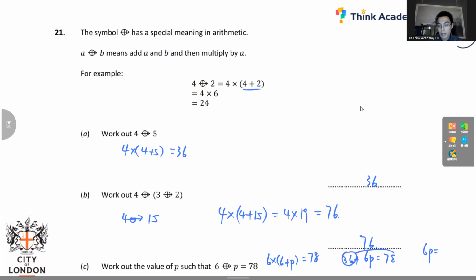Then 6P equals 78 minus 36. Move the 36 to the other side of the equation. The 78 minus 36 gives us 42. Remember, it's not 32 over here. Careful not to miscalculate. And then 6P equals 42. 6 times P equals 42. P equals 42 divided by 6, which is 7. So the answer is 7. P equals 7.